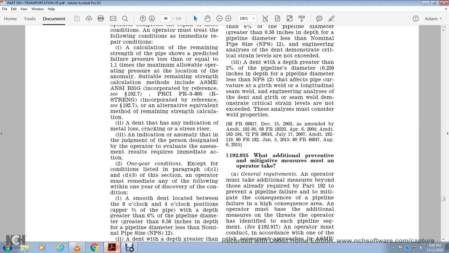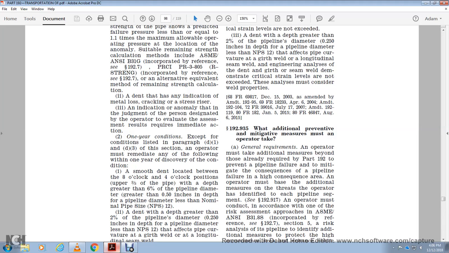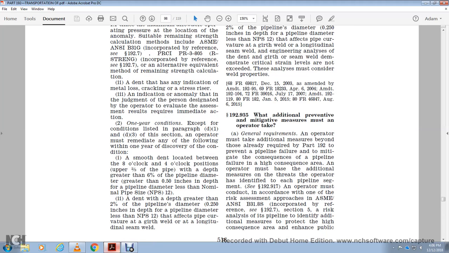One-year conditions. Some of the conditions in paragraphs D1 through D3 of this section must be remediated within one year of the discovery of the condition. A dent located between the 8 o'clock and 4 o'clock position, on the upper two-thirds of the pipe, with a depth greater than 6% of the pipe diameter, or 0.25 inch in depth for pipe less than NPS 12. A dent with a depth greater than 2% of the pipeline diameter, or 0.25 inch in depth for pipe less than NPS 12, that affects pipe curvature at a girth weld or a longitudinal seam weld.